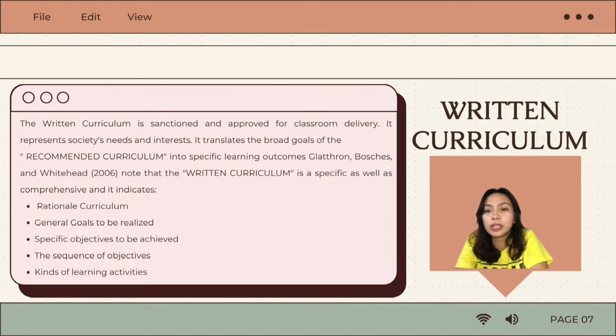Therefore, it is essential that teachers have a clear understanding of the written curriculum to interpret the demands of the curriculum as enacted in government documents. Moreover, the professional development of teachers must be aligned with the written curriculum.